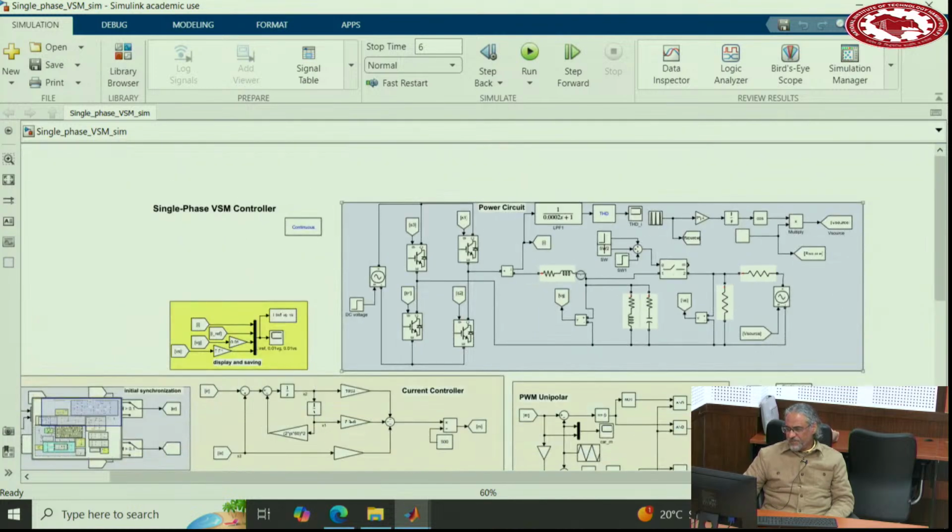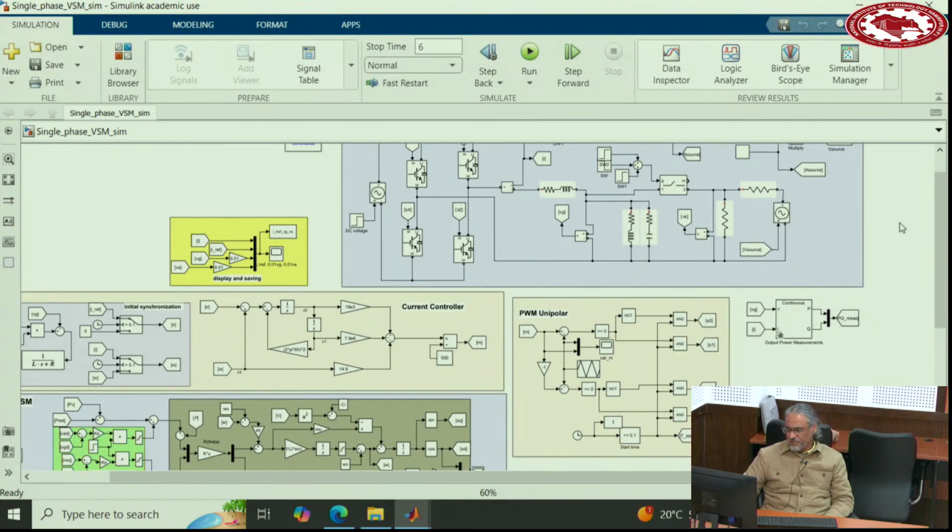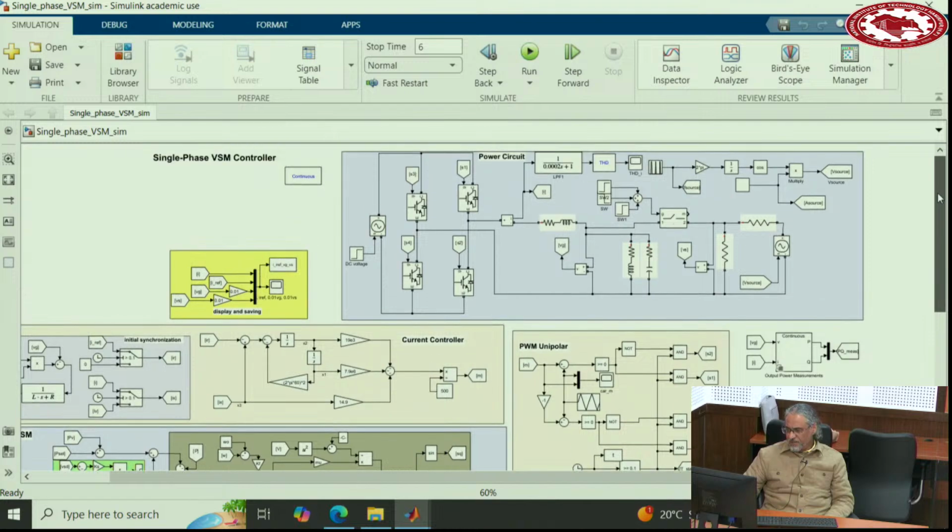So the power circuit is the same as before. We have a single phase inverter. Here is DC voltage and inductor and a load. Whenever you have a load, I said you need to have some capacitors. And then connected to the grid. So this switch connects and disconnects from the grid.